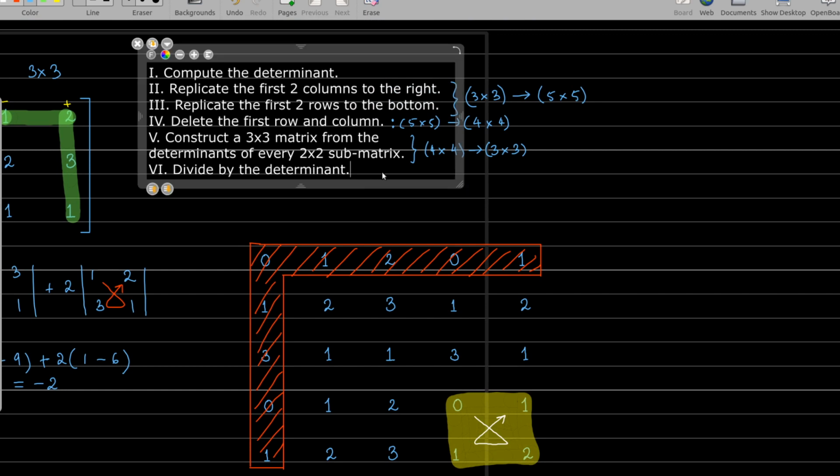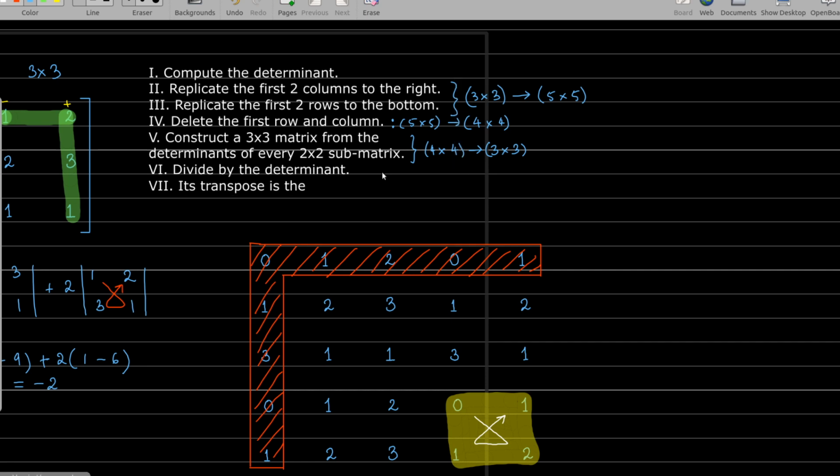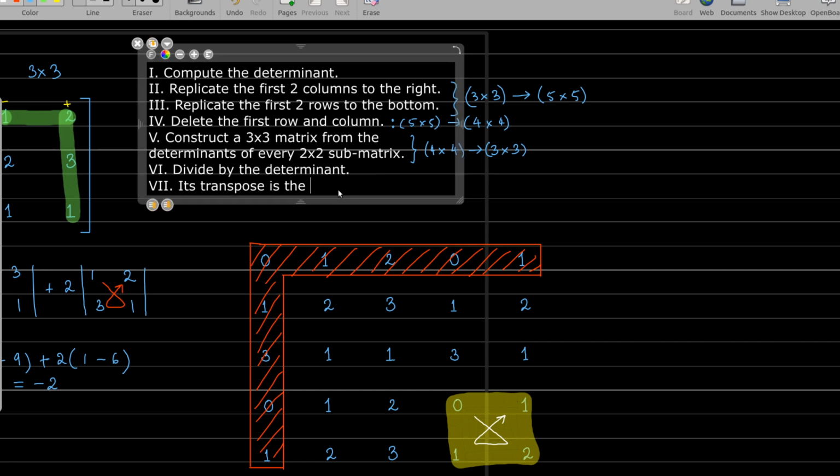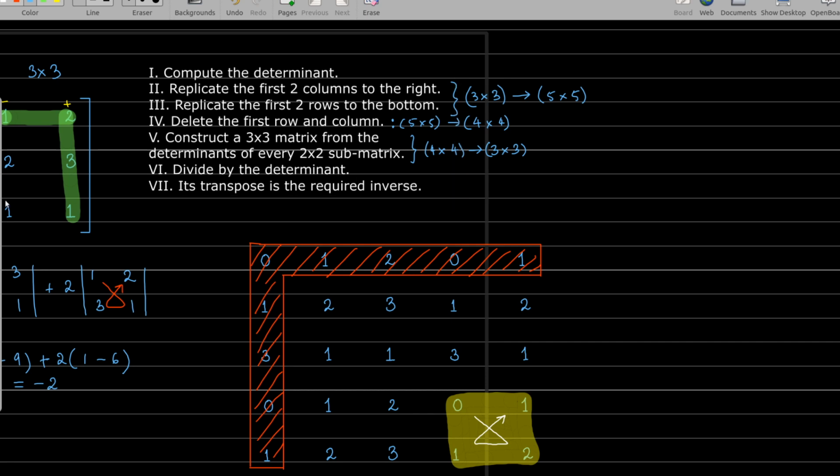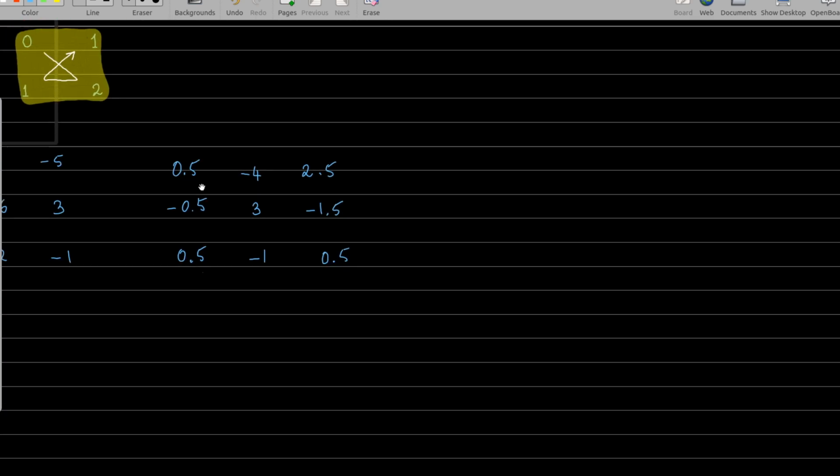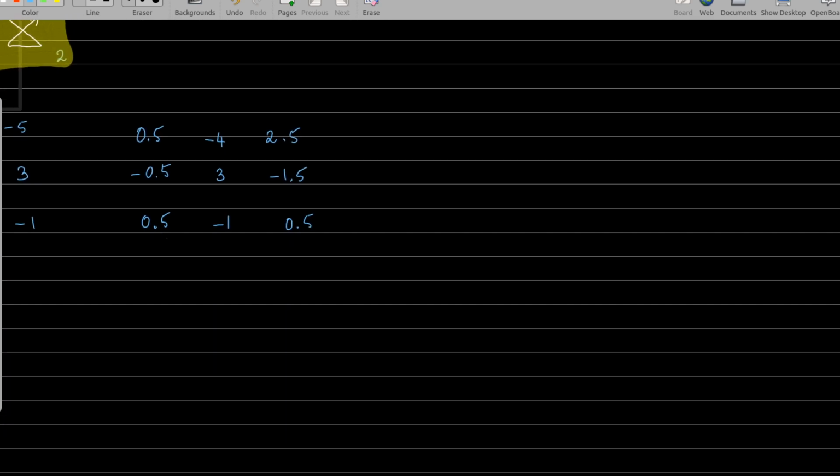The last step, step number 7, is to find its transpose. Its transpose is the required inverse. So all you need to do is find out its transpose. This one's transpose will be the inverse that we are looking for. So what will be its transpose?